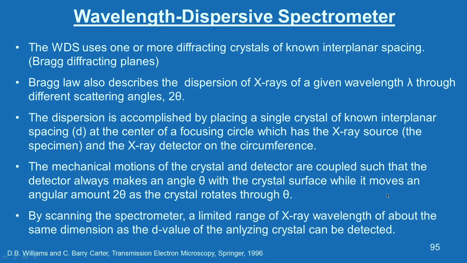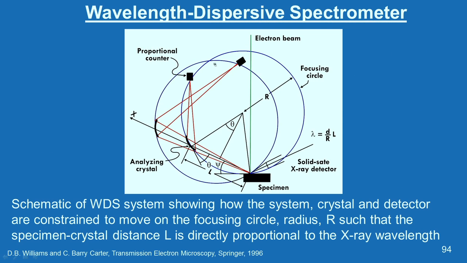So, by moving this, keeping the same theta between the detector, the crystal and the specimen, you will be able to detect some of the characteristic X-rays which have a dimension within the range of the known interplanar spacing. So, that is the idea.